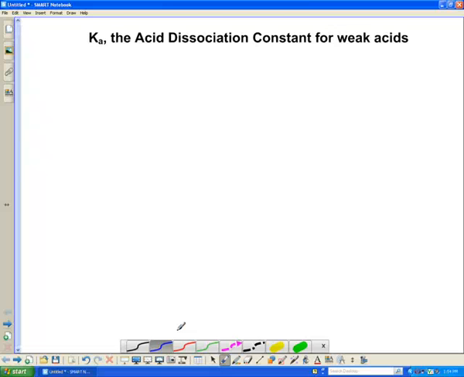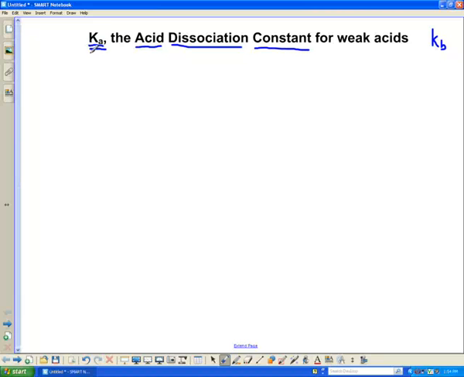Alright, so at this point we're going to talk a little bit about the concept of K sub A, something called the acid dissociation constant. It applies to weak acids. There is a similar idea, Kb, for weak bases, but we're going to focus on Ka for now. You've seen this letter K before. It means an equilibrium expression. It means exactly the same thing here. The only difference is the sub A. Of course, the sub A is for acid.